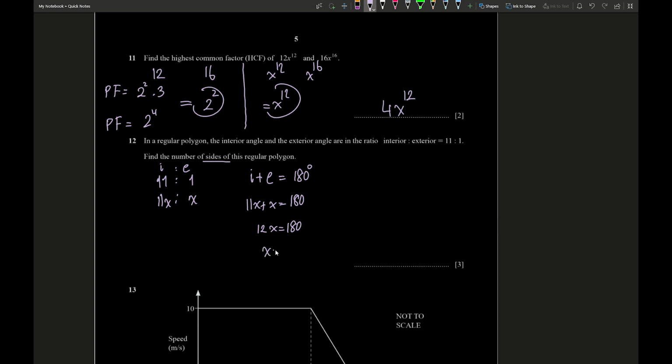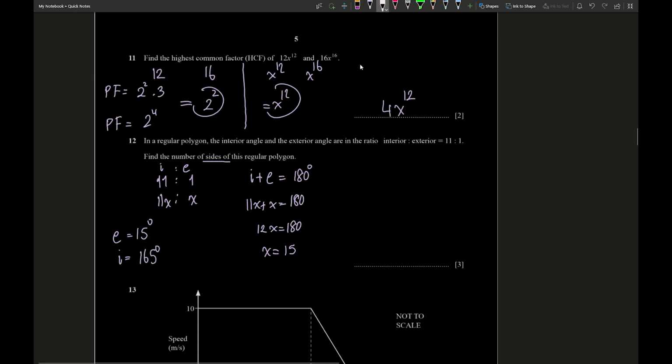That means that x is equal to 180 divided by 12, which is equal to 15. Now x is the exterior angle. Very good. Now we know that x, the exterior angle, is equal to 15 degrees. So the interior angle would be 11 times 15, which is equal to 165 degrees.